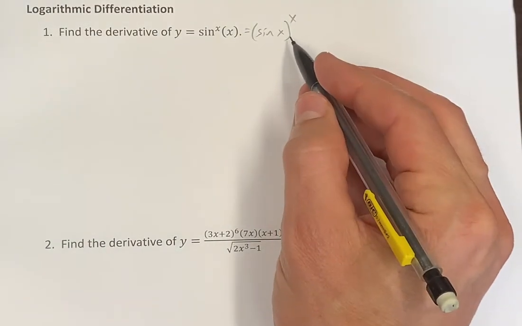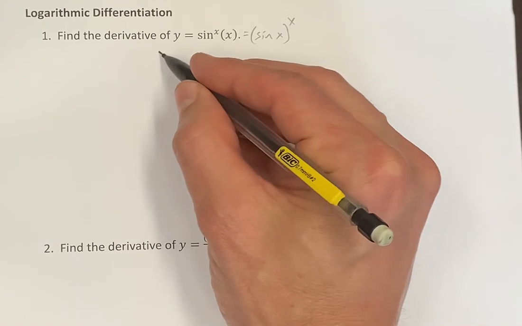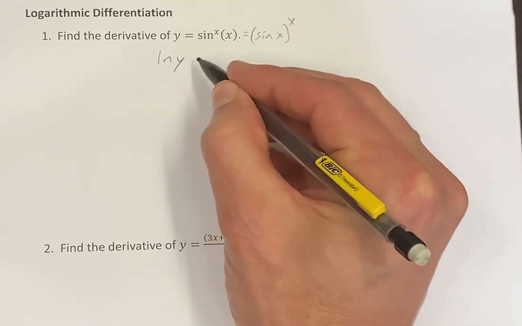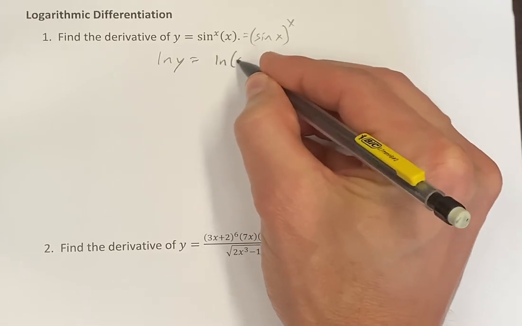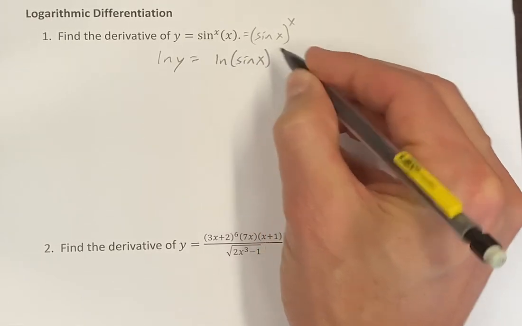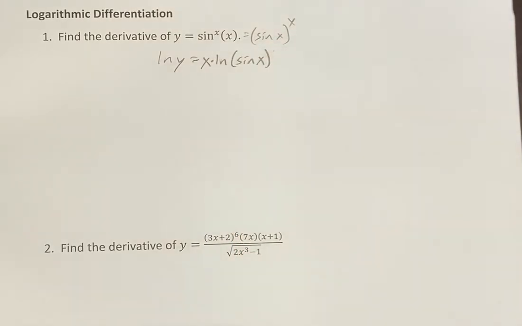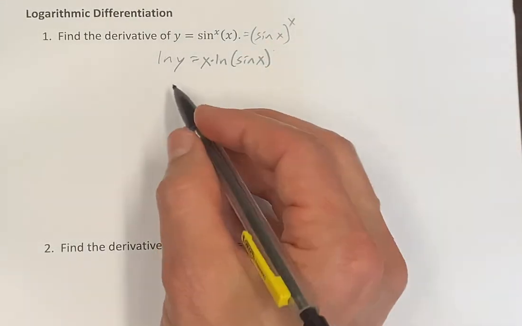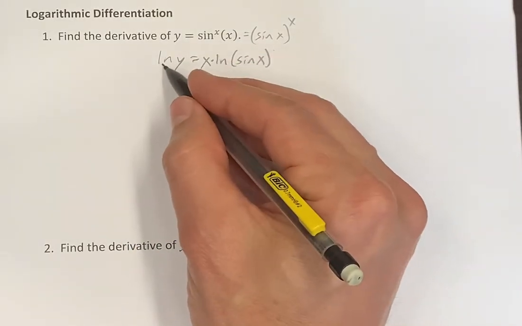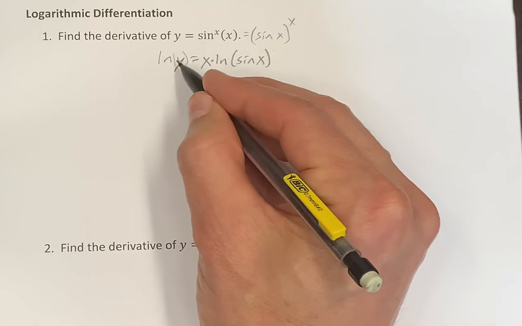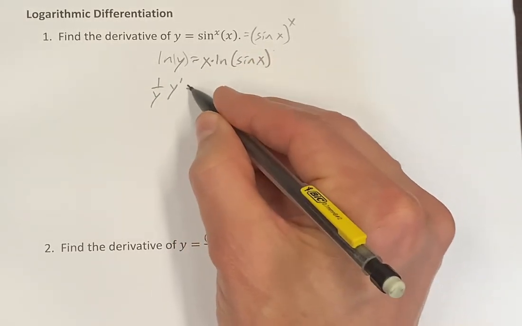What do I do when x is in both places? Well, the answer is you need logarithmic differentiation. You take natural log of the left, you take natural log of the right, and of course the real benefit of natural log is that the exponent, the x there, can come in front. So it's just a product rule problem. Okay, so now I use implicit differentiation. Derivative of natural log of some big mess is 1 over that mess times the derivative. I'll write that as y prime.